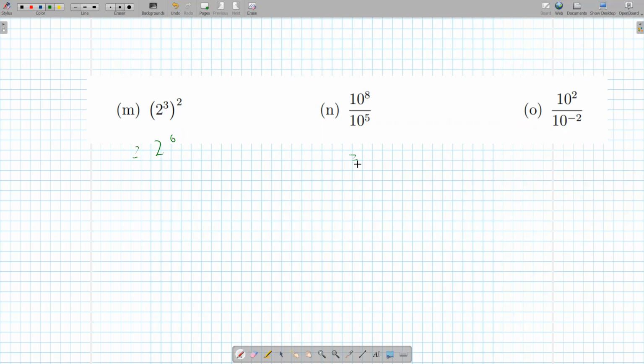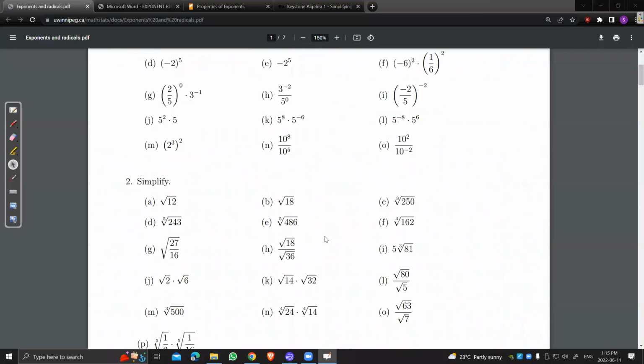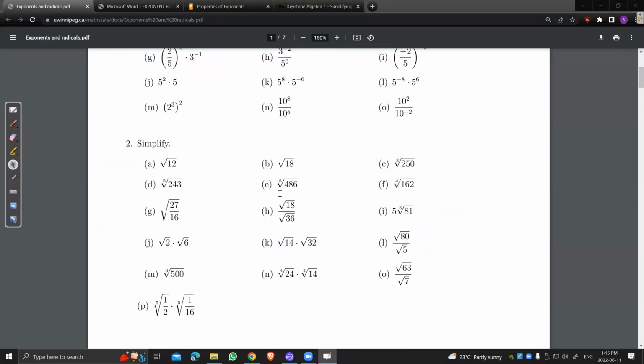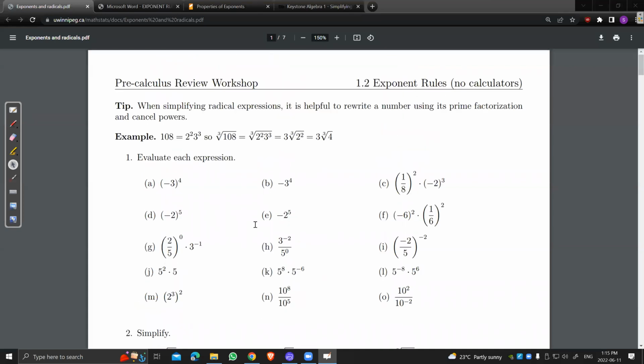10 to the power of 3. Yeah. 10 to the power of 4. Yeah, good. There we go. We're getting a hold of this. So those are the exponent laws, right?